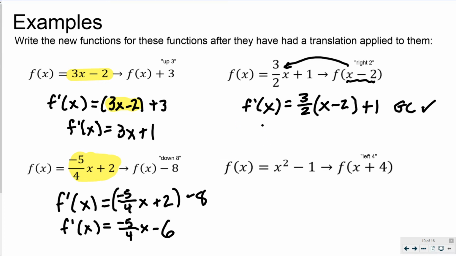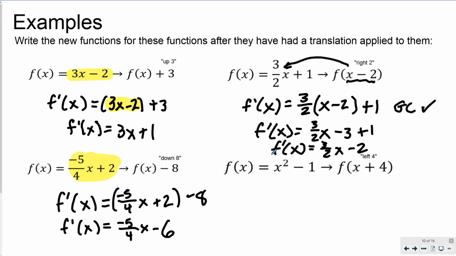It is best practice for you guys to go ahead and simplify it. So this would be 3 halves times x, and then 3 halves times negative 2 would be negative 3 plus 1. So then the new function would be f prime of x equals 3 halves x minus 3 plus 1 is negative 2. So minus 2. So it is best practice for you guys to do this one as well, but this is completely acceptable up here. So this is good, and this is best.